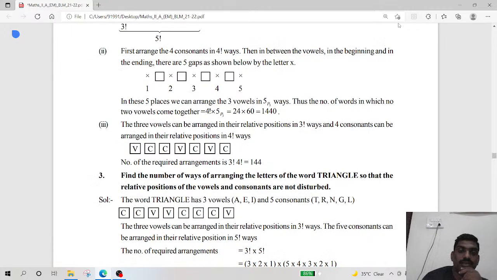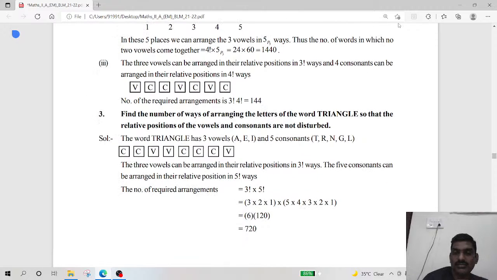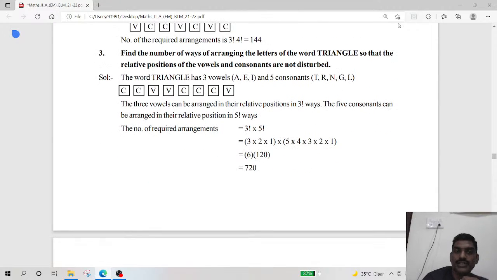Multiply both. Find the number of ways of arranging the letters of the word TRIANGLE so that the relative positions of the vowels and consonants are not disturbed. Not disturbed means what? In their same position we have to arrange. First, how many vowels are there? 3 vowels are there. How many consonants are there? 1, 2, 3, 4, 5 consonants are there. Then 3 factorial and 5 factorial. Okay, their relative positions cannot change.